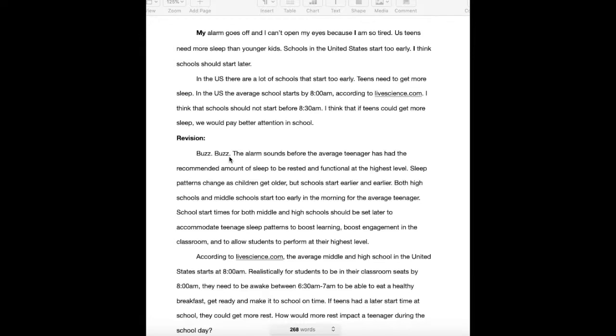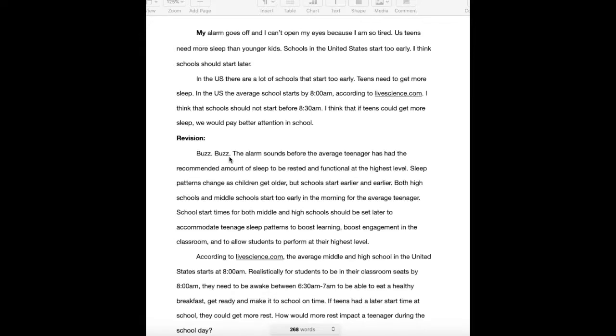Okay, so when we look at these first two body paragraphs, "my alarm goes off and I can't open my eyes because I am so tired." So we have a hook, we have introduced an anecdote. Personally, because it's an argumentative essay and it's a formal essay, and this speaks to voice and tone, I want you to be somewhat removed from your topic. That's how you engage your reader and how you begin to develop a relationship with him or her.